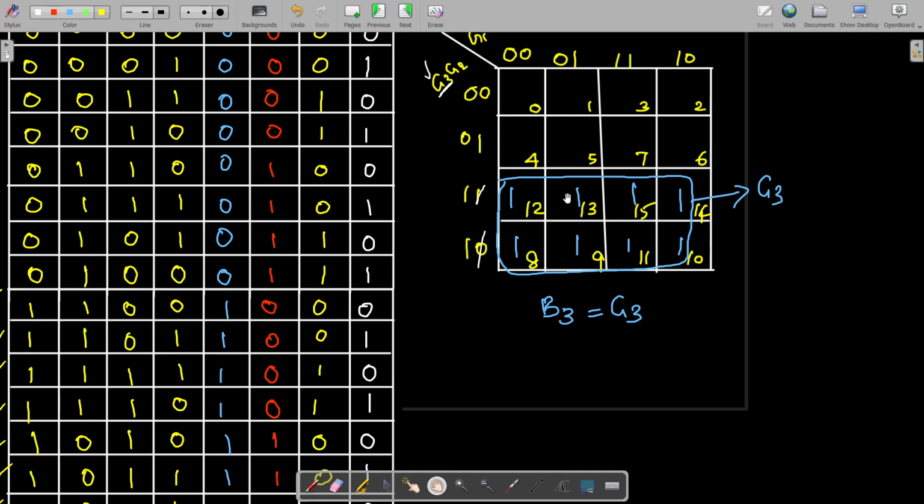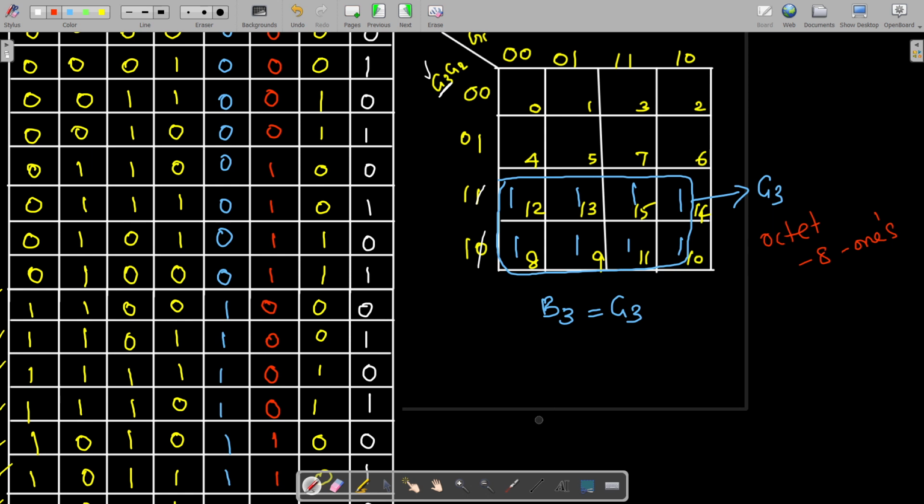So you place a 1. So we have 8 ones which are adjacent to each other, so we can form a loop for this, that is an octet. So we form an octet. Octet means it consists of 8 ones, isn't it?